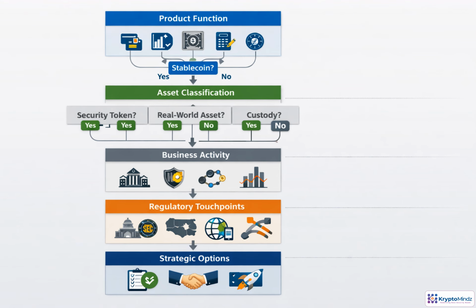That is why classification belongs at the beginning of product strategy, not at the end of legal review. Leaders need to know what the token is doing: storing value, representing an investment, tracking a real-world asset, enabling custody, or supporting payments. That answer drives the next layer of decisions: which rules apply, which regulators matter, and which partners are required. A security-like product may need broker-dealer or exchange support. A stablecoin raises reserve and redemption questions. Custody triggers safeguarding obligations. Classification is the bridge between product design and the operating model required to support it.